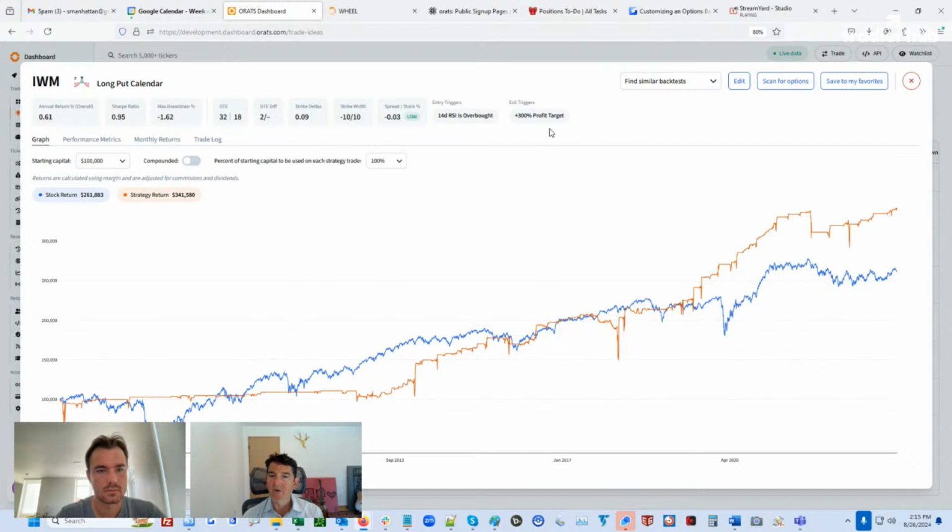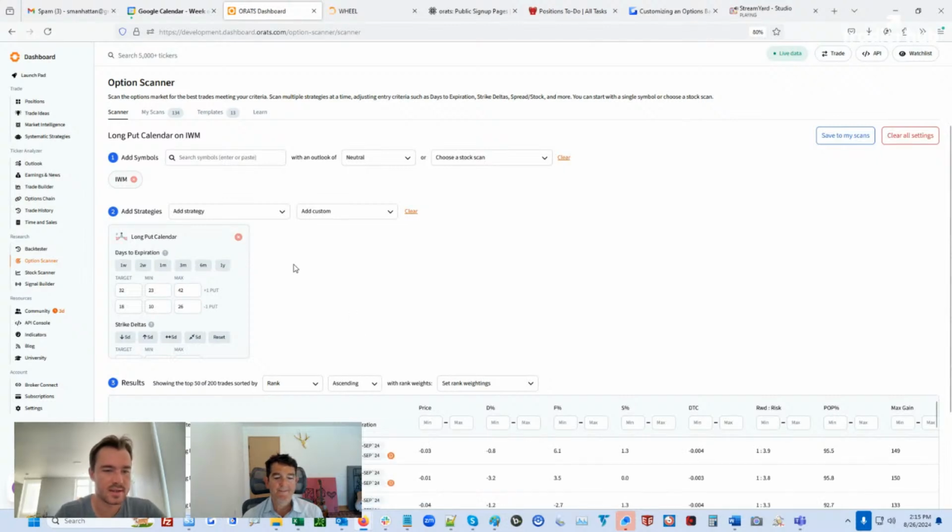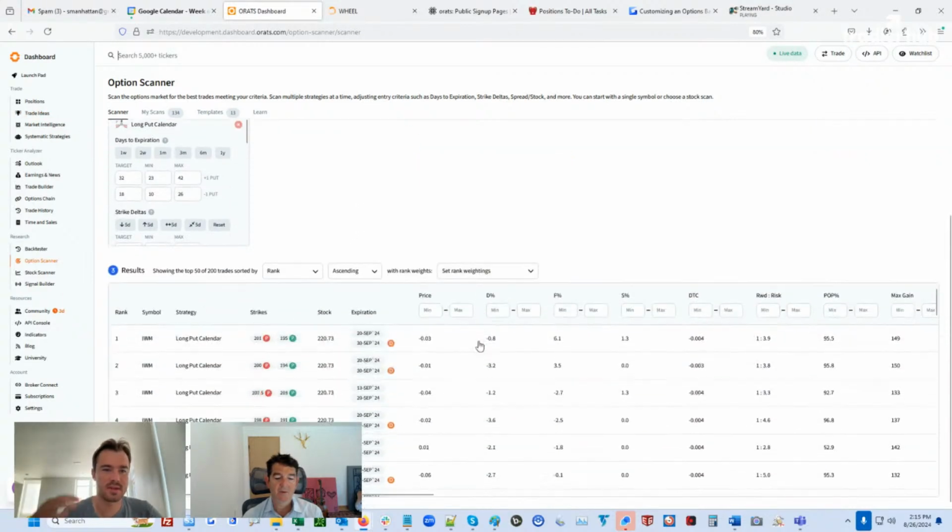I think this looks like a good one, Tyler. Shall we go ahead and scan for options? Yeah, we can do that. The trade idea already does that for us. It looks at all those backtests and then automatically scans for options and presents the best one in the trade idea. So the top one you're seeing there is most likely going to be the same one in the trade ideas.